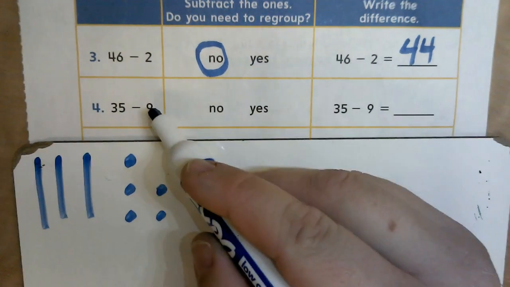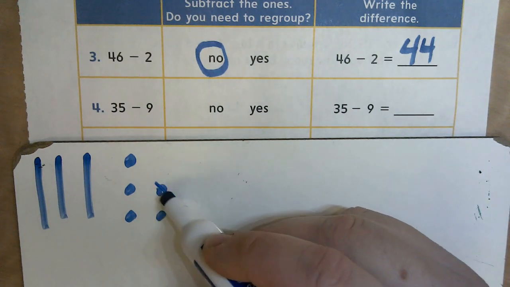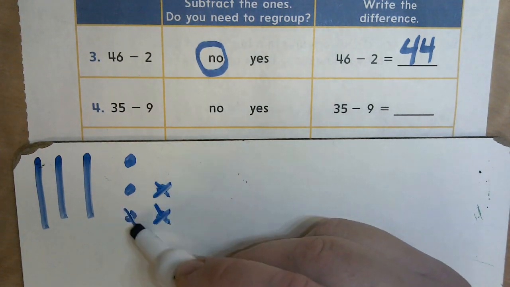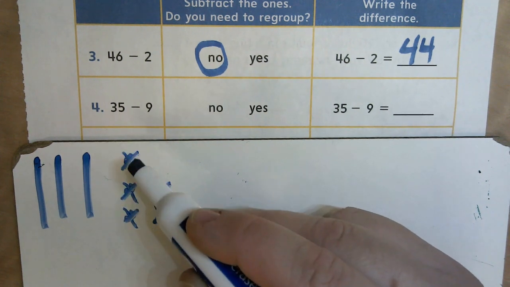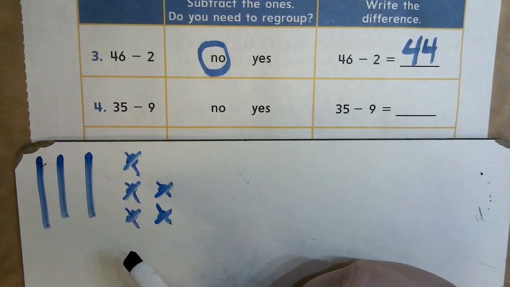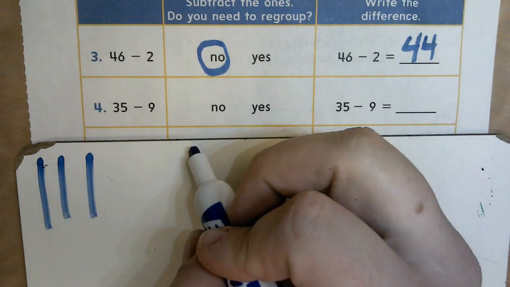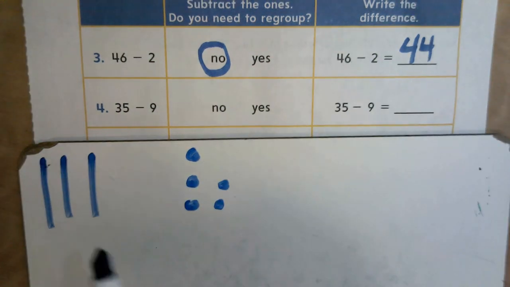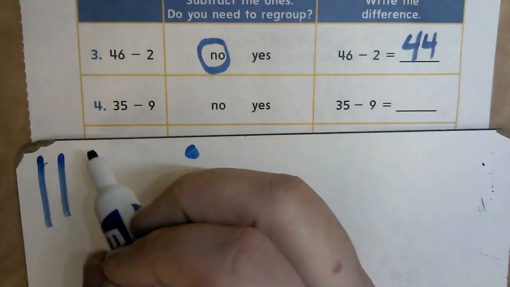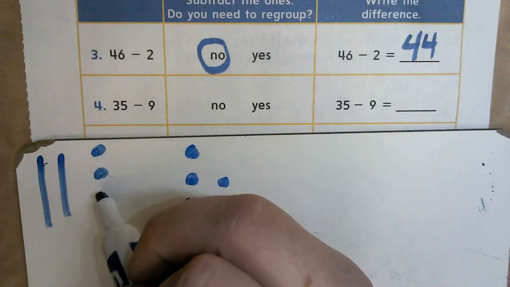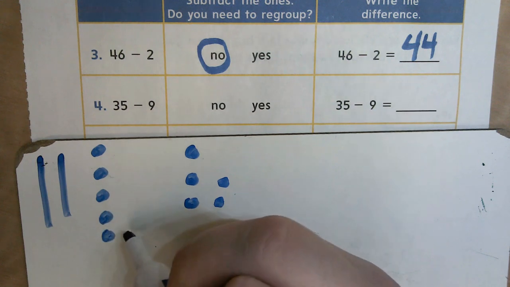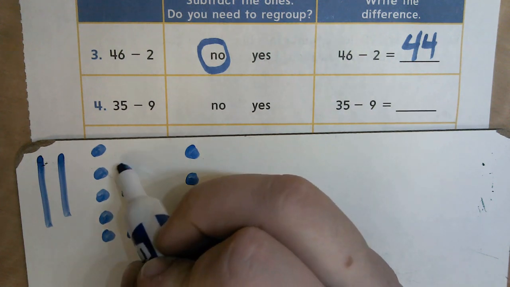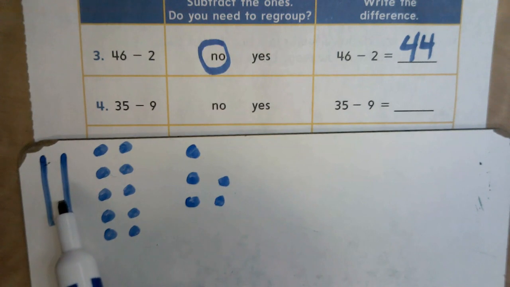It's asking me to take away 9. So if I take away 9, I've got 1, 2, 3, 4, 5. There's no more ones for me to take away, which means, I hope you guessed it, we've got to regroup. So let me put my 5 back on here, and I'm going to go ahead and erase a 10, and I'm going to draw 10 ones. So 1, 2, 3, 4, 5, 6, 7, 8, 9, 10. I took my straight away, and I broke it into 10 ones.